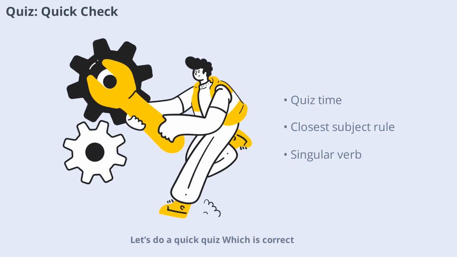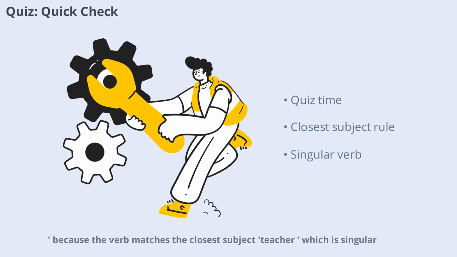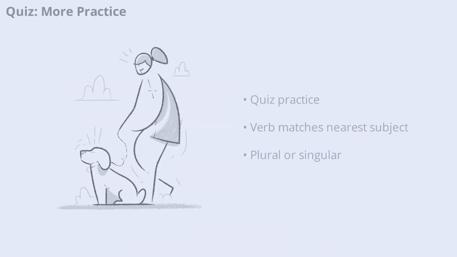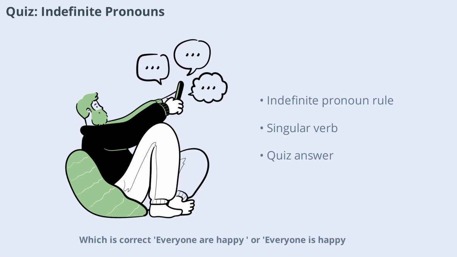Let's do a quick quiz. Which is correct? "Neither the students nor the teacher is late," or "neither the students nor the teacher are late"? The answer is "is late," because the verb matches the closest subject, teacher, which is singular. Another quick check. "Either the dog or the cats are outside." Here, cats is plural and closest to the verb, so are is correct. If the sentence were "either the cats or the dog is outside," the verb would be is. Which is correct? "Everyone are happy" or "everyone is happy"? The answer is "everyone is happy," because everyone is always treated as singular, so the verb is singular.